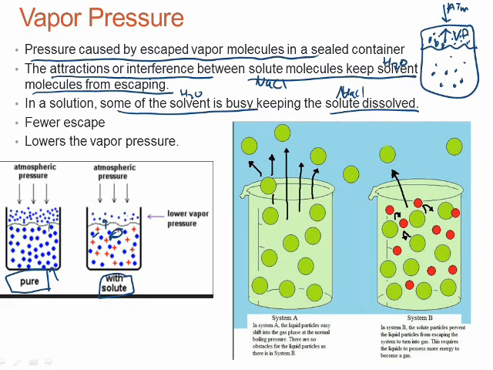Another diagram. Okay, here in System A, the liquid particles easily shift into the gas phase at the normal boiling pressure. There are no obstacles for the liquid particles as there is in System B.